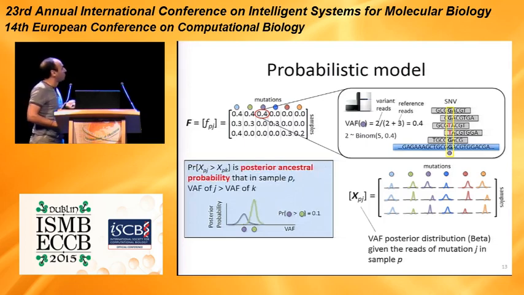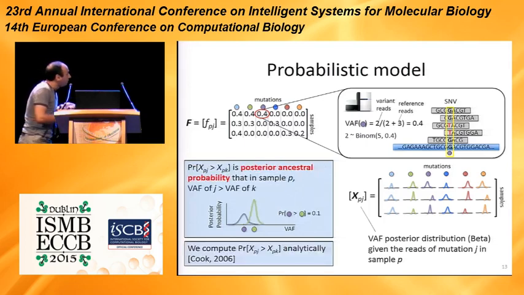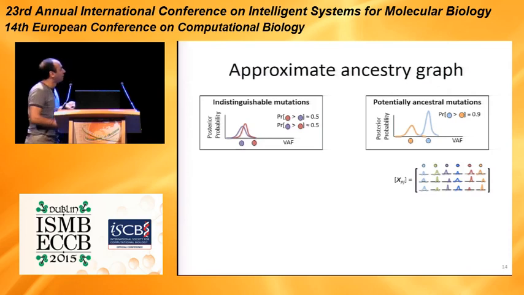These are posterior ancestral probabilities, and we can compute them analytically, since the underlying distributions are beta distributions. Let me show you how we actually use these posterior distributions. There are two possibilities. If I look at two distributions, they could overlap, such as here, or they could be really separate. In this case, there's a clear ancestral signal. And over here, we cannot really distinguish between the two mutations because we don't have enough power.